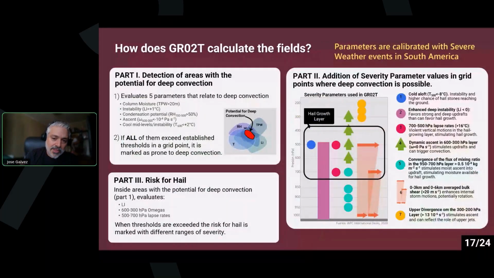There's a lot of information here, so don't get dizzy. I don't expect everyone to understand this quickly. So this algorithm is kind of complex. What it does, it first calculates a potential for deep convection looking at 5 parameters. After that, once it identifies areas where you have that potential for deep convection, it analyzes different parameters that associate with severity, right? And after that, it analyzes inside these areas of deep convection the potential for hail.